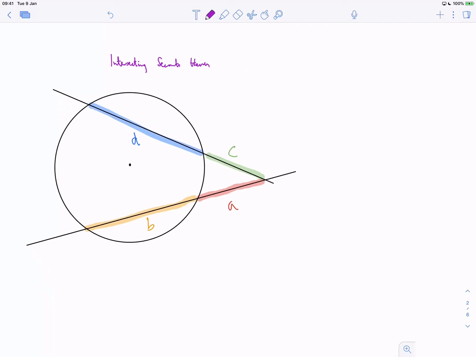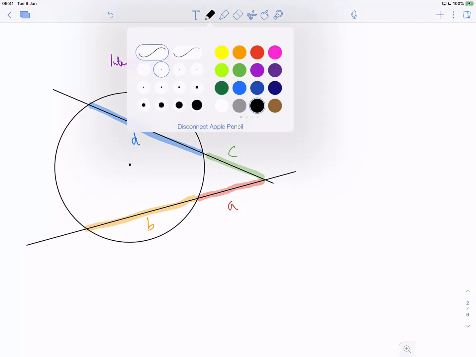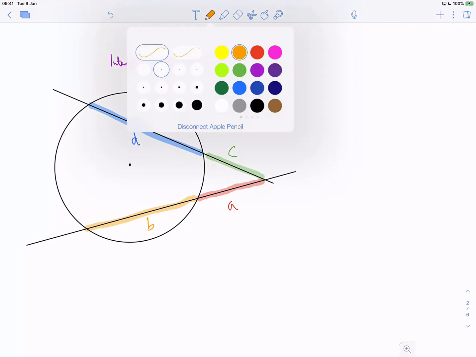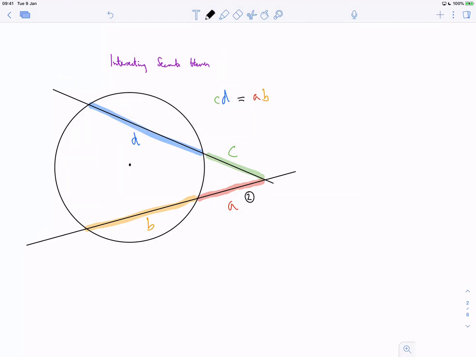So what does this rule tell us? Well, this rule tells us that D times C is the same as A times B. So when you multiply the things together, it's going to work. Let's have an example. Let's say A is 2, B is 6, and C is 3. Then what must D be? Well, 2 times 6 is 12, so 3 times what is 12? D must be 4. That's essentially what that's saying. So it just means their products must be the same.